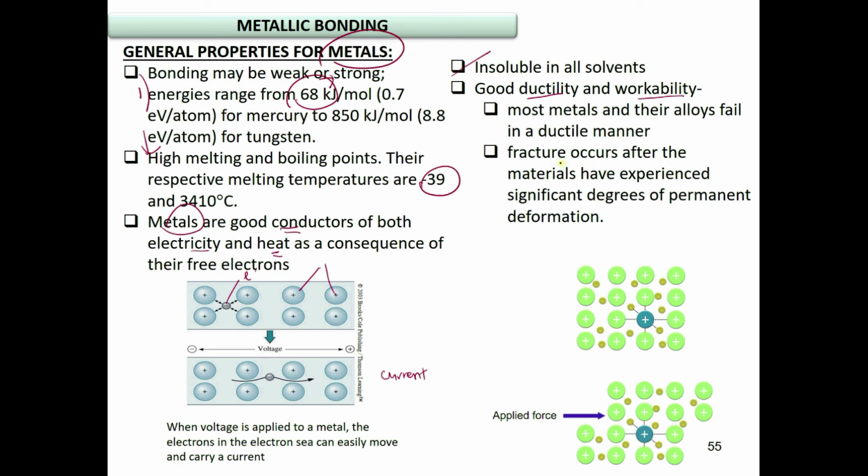Most of the time when the force surpasses the strength of the metal, it is going to fail in a ductile manner. The fracture is going to occur whenever the material has already experienced a degree of permanent deformation. This is due to the formation of the electron cloud surrounding the positive ion core. So you see, when you apply force during the deformation, the atoms easily slide on top of one another.